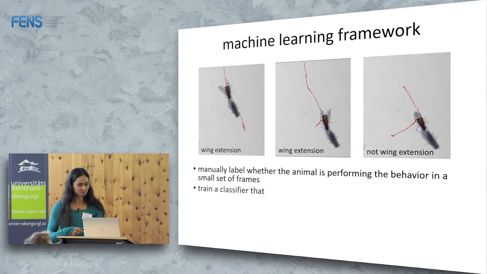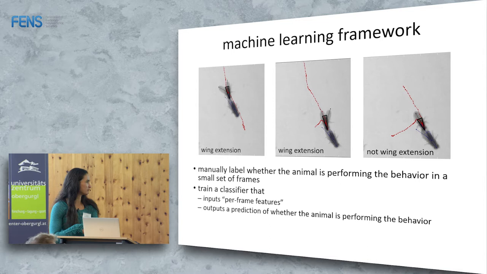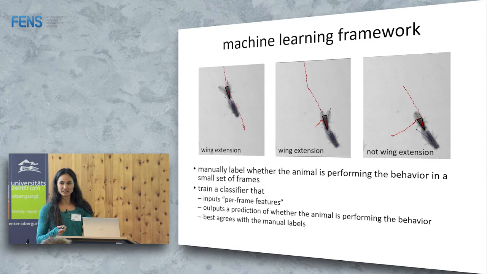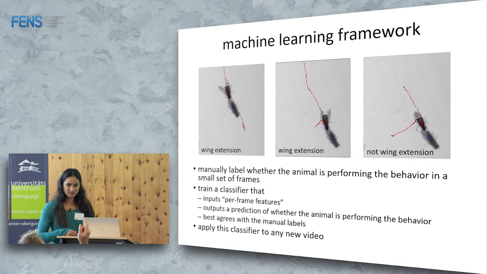So you're going to use machine learning to find a classifier that inputs these per-frame features that we talked about and outputs a prediction of whether the animal is performing the behavior or not. And that prediction should agree with all of these manual labels as well as possible. So that's what supervised machine learning is, doing this automatically. And then once you have this classifier, you can apply it to any new video that you want to. Is the output binary or analog? Right now it's binary, the way we've been talking about it, but it's a question we'll get to in a second. So definitely the input from the human is binary. The human has said this is either a chase or this is not a chase.